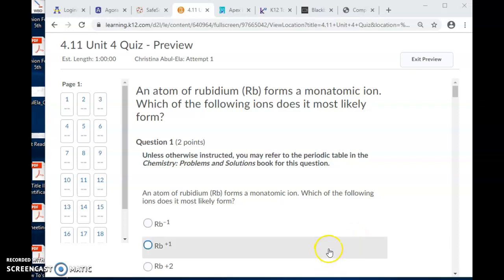Welcome to the Unit 4 quiz read aloud. Please pause the recording between questions if you need some more time. Here we go.